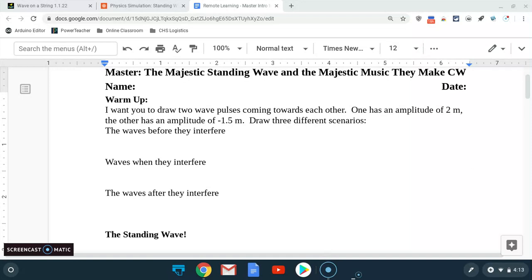So I would suggest hopefully getting out your notes. Hopefully you didn't just all throw them away as soon as you heard Friday that school is closed for an extended period of time. And your warm up, if you could please, is I want you to draw a couple wave pulses. I want you to draw what happens before they run into each other, when they interfere, and after they interfere.